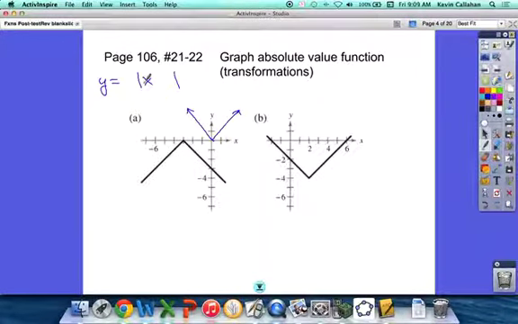The x is there. How do I make a shift to the left of 3? Plus 3. That's the shift to the left. How do I make it flip so that it's opening down? Minus. This one has a shift of right 2, down 4. Y equals absolute value of x minus 2, minus 4.